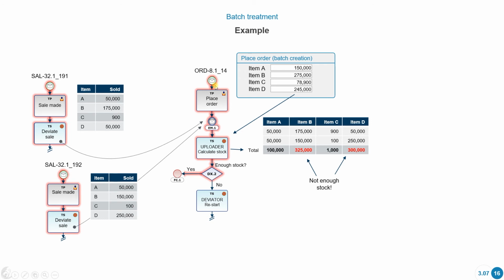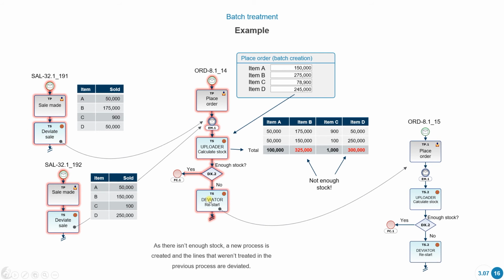Why does it have to restart the process? Because we need to place another order. We need to purchase more items in order to cover this new sale that was made. Okay, so basically the flow goes down, it deviates, and where does it deviate? It deviates to the start message event of the same class of process. So we know we can deviate from one process to another different class of process, but we could also deviate from one process, from one class of process, to another process of the same class of process.